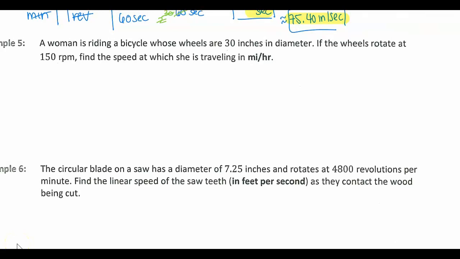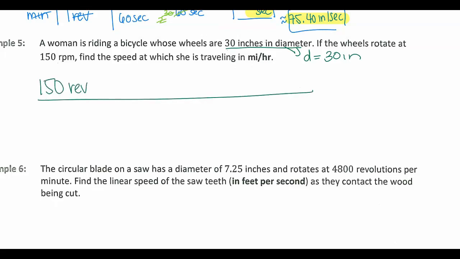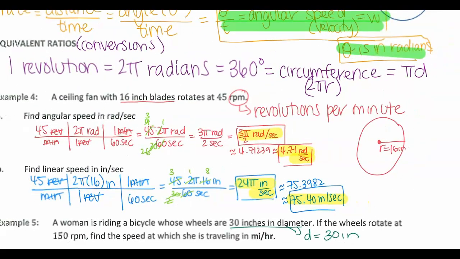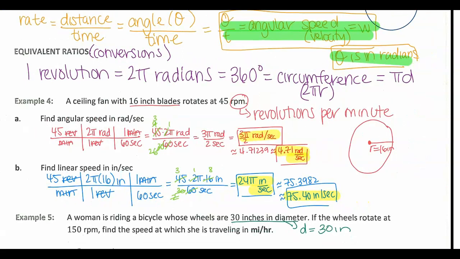Okay, so the first thing that I notice is we have 30 inches in diameter. So I'm going to make a note that D is going to equal 30 inches. I need to get from 150 revolutions per minute into miles per hour. Okay, let's focus. I like to focus in my numerator first. Let's go from revolutions into miles, just so that way we can get that one done. Let me scroll back up to the top and see what I have. I have 1 revolution is equal to 2 pi radians, which is equal to 360, which is equal to 2 pi r, which is equal to pi d.